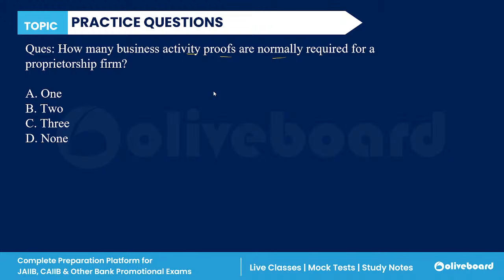So obviously it is what it is. 2, option B, is the correct answer.